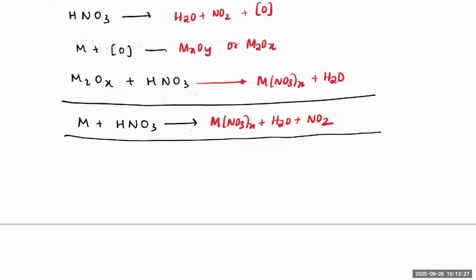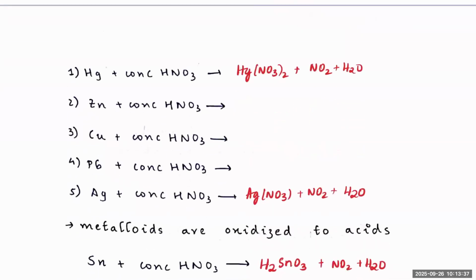Overall reaction is like this: metal plus HNO3 gives metal nitrate plus H2O plus NO2. This happens with almost all the metals, beta. Any generic metal like mercury, tin, copper, lead, silver, nickel, cobalt, scandium, you take any of those metals, everything will convert into this.